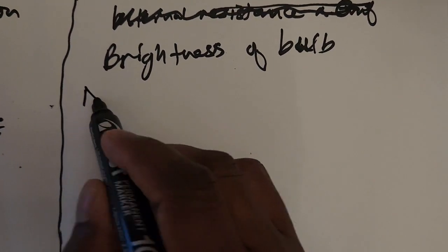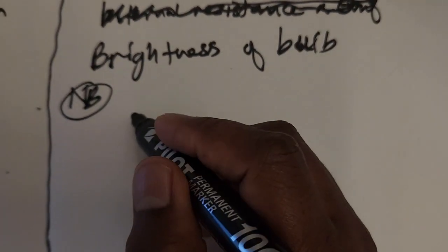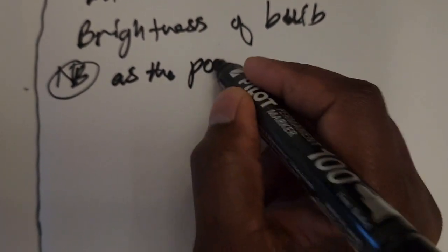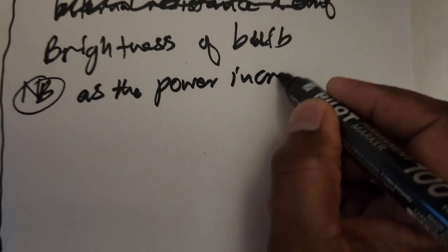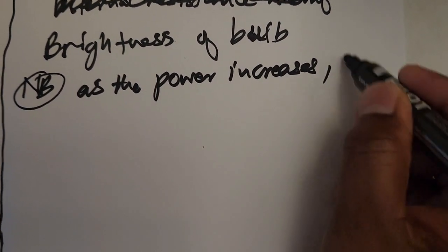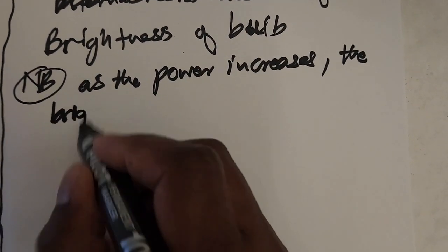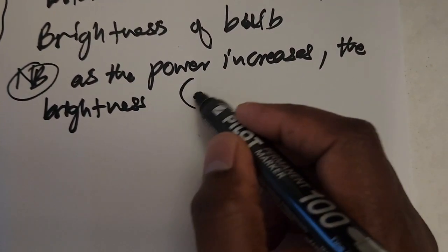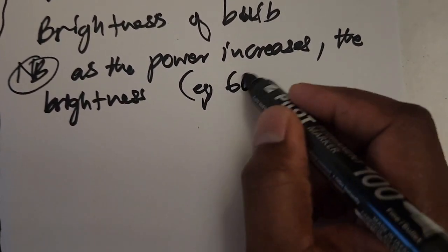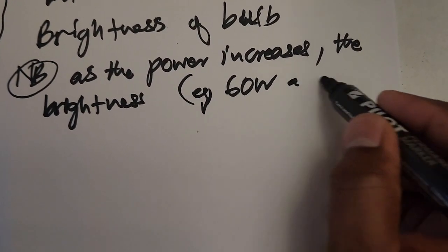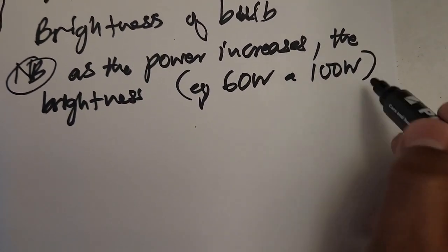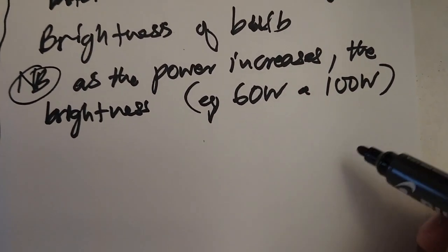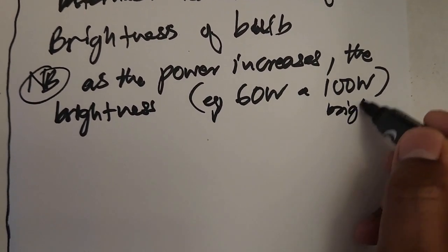But let's just make a note here: remember, if you calculate and find that the power increases, it means that the brightness also increases. A simple example is that a bulb of 60 watts is dimmer compared to a bulb of 100 watts. So as the power increases, the brightness also increases. The 100-watt bulb will be brighter than the 60 watts. So that's what you should know.